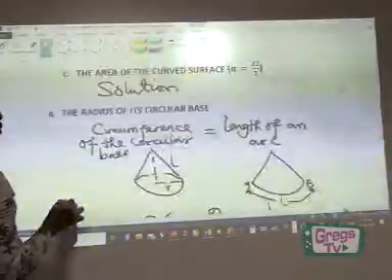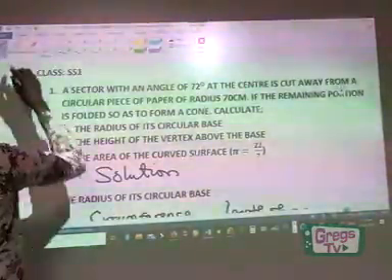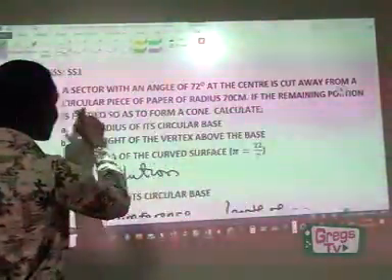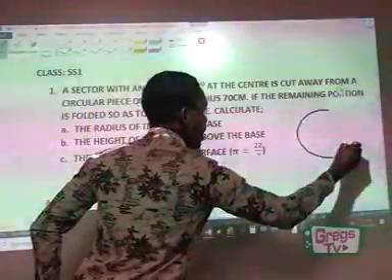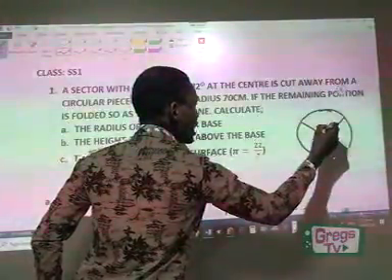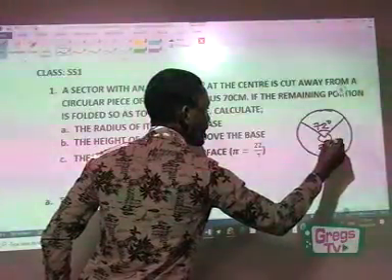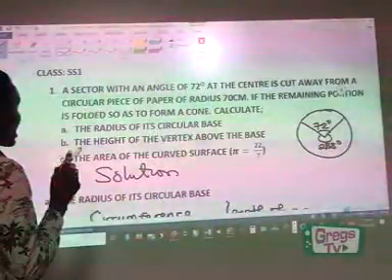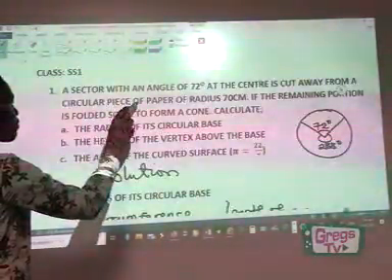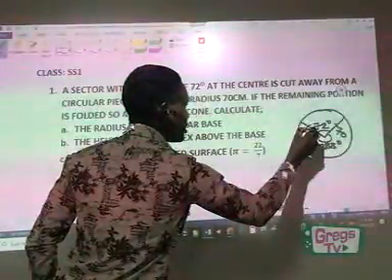And if you check this question very well, you were told that a sector with an angle of 72 degrees at the center is cut off from a circular piece of paper. Now let's see, this is a paper, and in this paper you have a sector cut off that has an angle of 72 degrees. That means the remaining angle here will be what? 288 degrees. And you were also told that this piece of paper has a radius of 70. That means here is 70. This is 70. This is also 70.